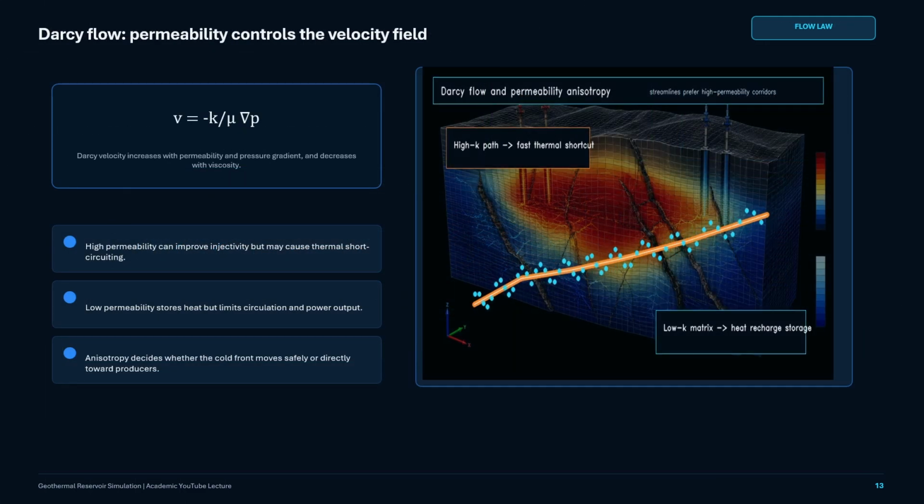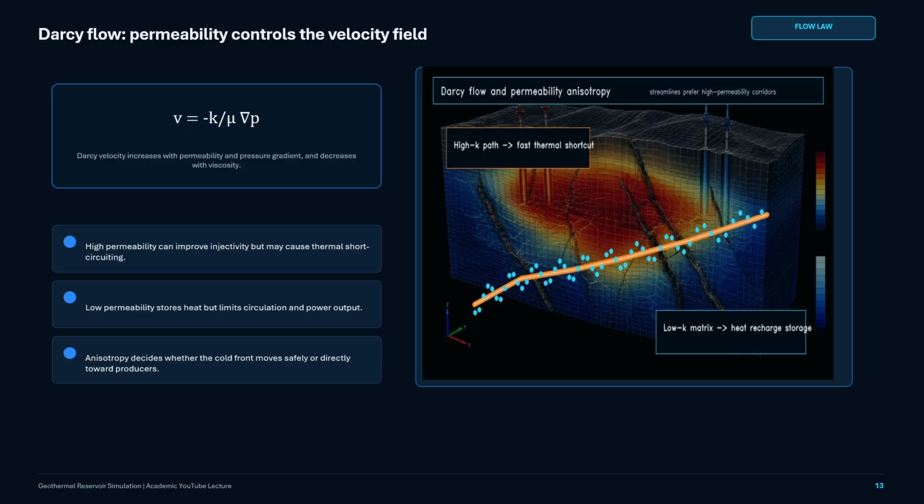Darcy flow describes how fluid moves through porous rock or fractures. Velocity increases with permeability and pressure gradient, and decreases with viscosity. In geothermal reservoirs, permeability is often the most uncertain and most important property. High permeability improves injectivity and production, but it can also create fast channels that cause thermal short-circuiting. Low permeability may protect heat storage but restrict circulation.